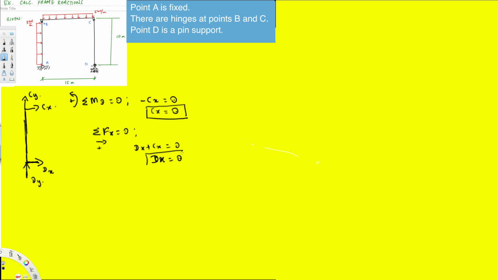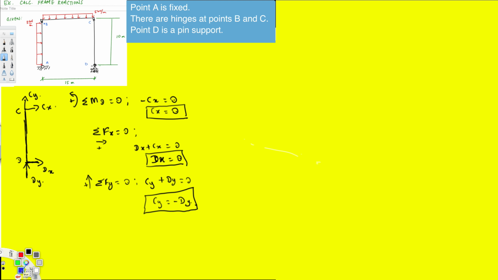Also, we can form a relationship between Cy and Dy by taking summation of Fy. So if I take summation of Fy equals 0, and if I take upper direction positive, Cy is in the upper direction, so it's going to be positive, and Dy is also upper direction, so it's going to be positive, equal to 0. Therefore Cy is going to be equal to minus Dy. So this is the relationship between Cy and Dy. These are the information we can find from CD. So let's move to the other one.